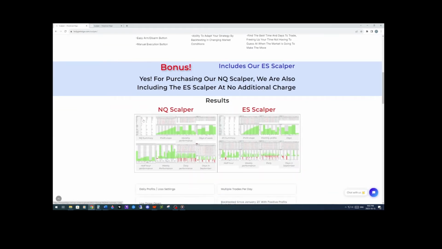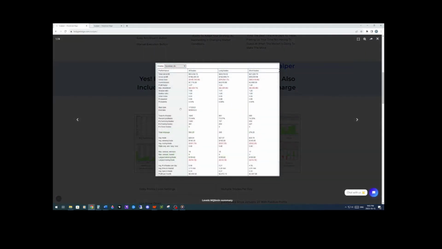So you can go to their website, look at the results, the NQ summary. And this is from January 1st to September 29th. The total net profit is $53,000. Total commissions is $7,716. The accuracy is 74%, and the profit per month estimate is $6,000.